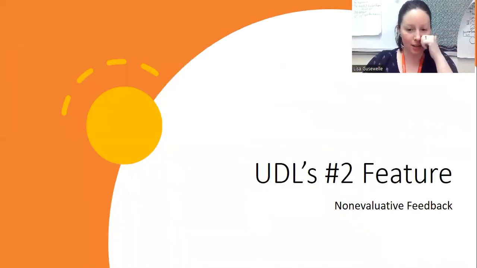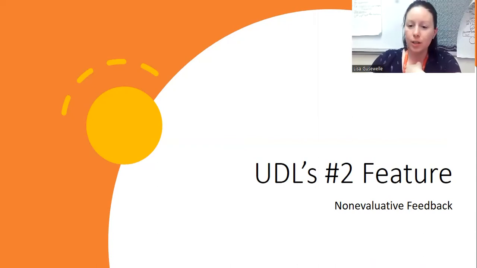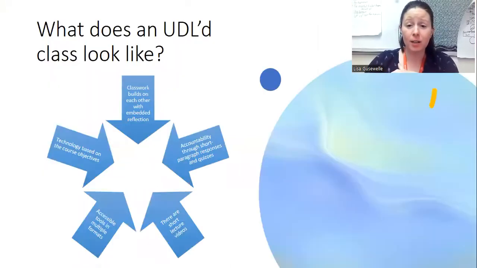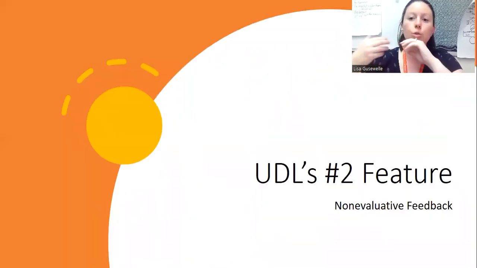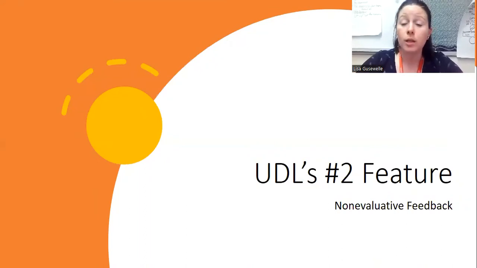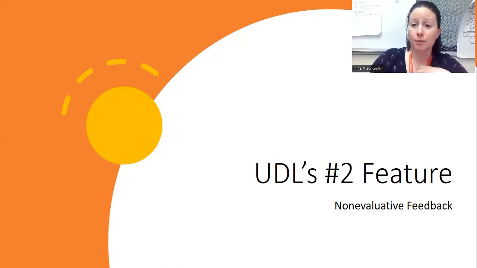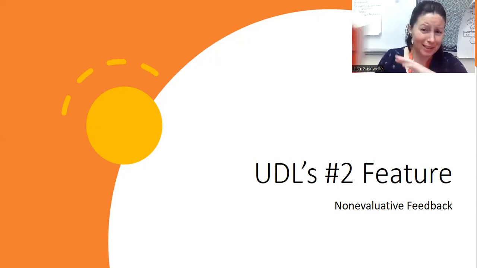And then the number two feature of UDL is non-evaluative feedback. So that means you're not assigning a grade to everything. There's some things where your students just get to meet it, and then you let them know if they have officially met it or not. Our book refers to it as like a tennis net. So the tennis net serves as a way of providing feedback to students on if they successfully made it over the net or if they didn't.